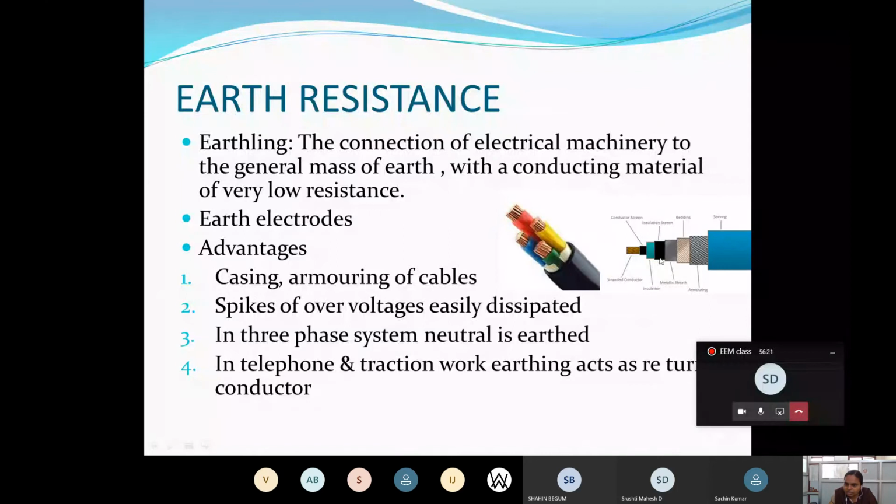If something happens, the hole is going to burst off. We have to avoid that. To do that, we are going for armoring. That's what armoring of the cables is. That is one advantage.